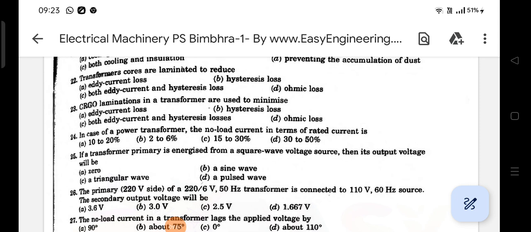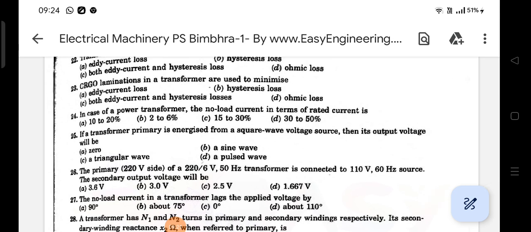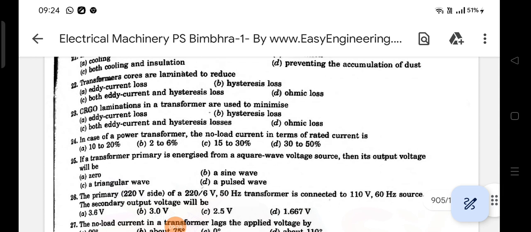Next, 23rd question: CRGO laminations in a transformer are used to minimize option A, eddy current, option B, hysteresis loss, option C, both hysteresis loss and eddy current loss, option D, ohmic losses. See here, CRGO is cold rolled grain oriented, that is also silicon steel. Okay, by using CRGO steel, the weight, cost and size of the transformer are very less. Why? Because CRGO steel has high flux density, B maximum value varies from 1.6 to 2 for CRGO.